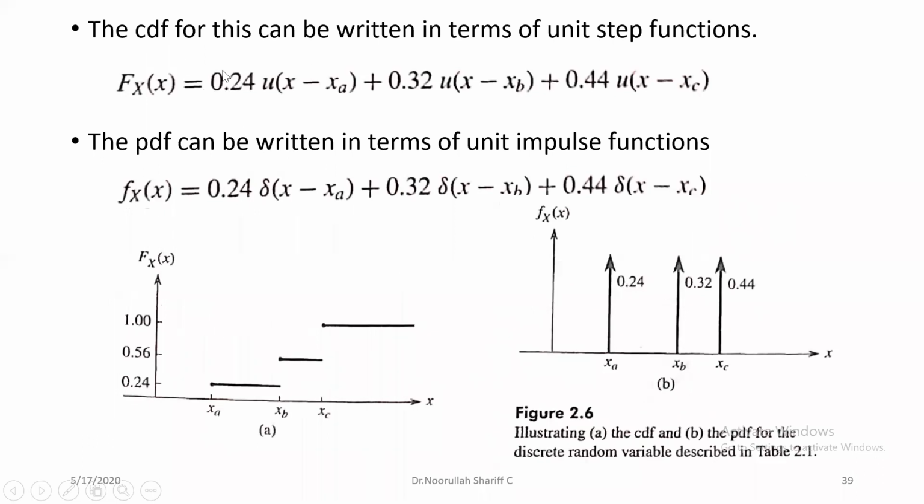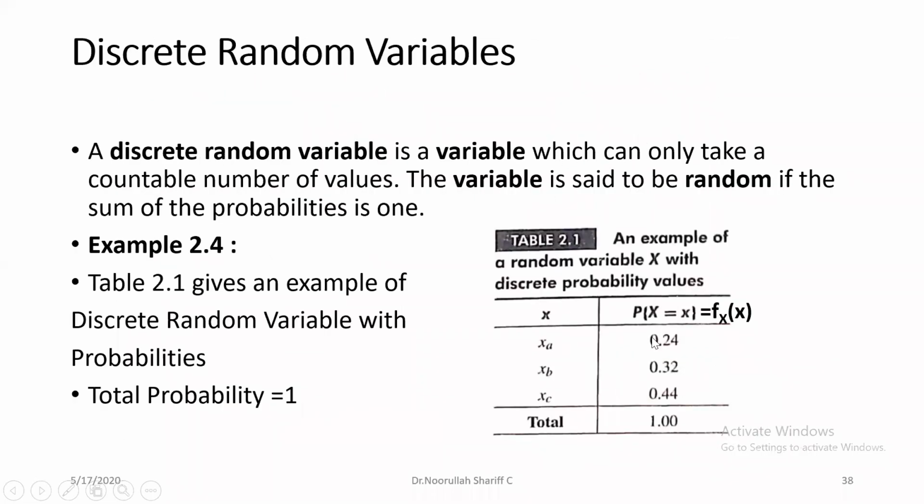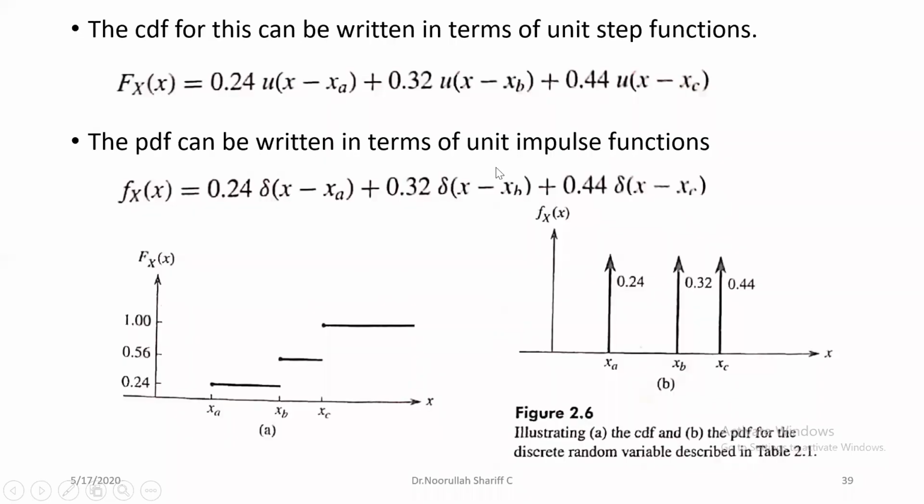So this we generally write something like this. The CDF for this can be written in terms of unit step functions as 0.24 u of x minus xa plus 0.32 u of x minus xb plus 0.44 u of x minus xc. So what are these 0.24, 0.32 and 0.44? They are the probability values at x equal to xa, x equal to xb, and x equal to xc respectively.